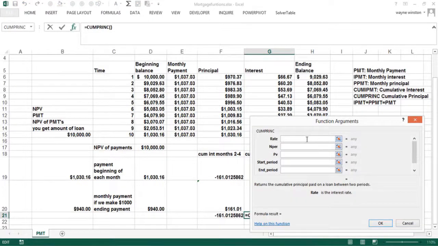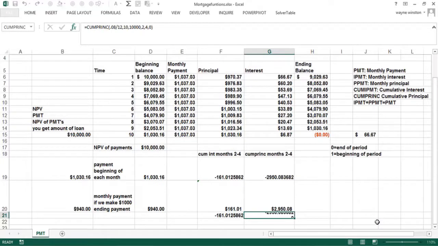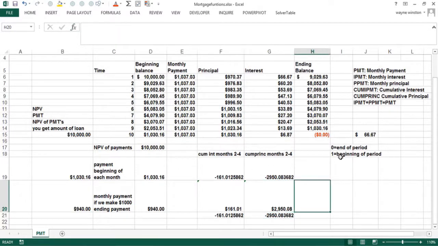the rate is going to be 8% divided by 12. The number of periods is 10 months. The present value is $10,000. The start period is period 2. The end period is month 4. Scroll down and make this end of the month payments. And I get minus $29.50, which is exactly right. That's what the principal payments for months 2 through 4 added up to.